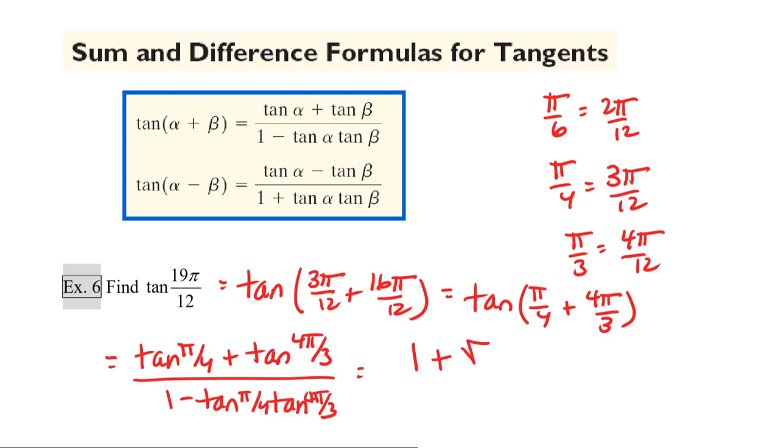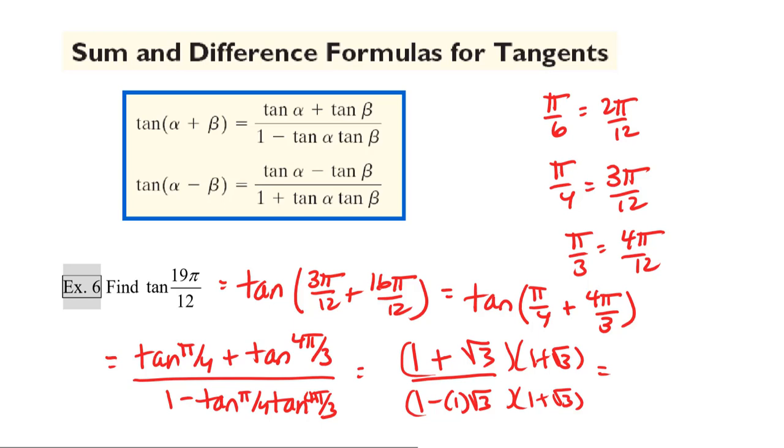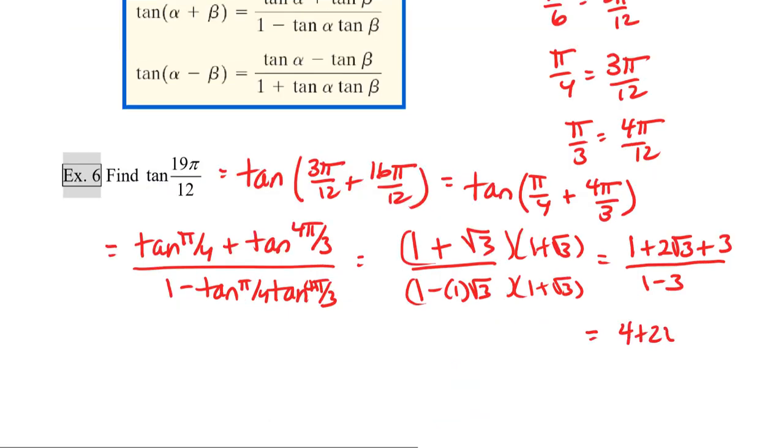So this would be equal to 1 plus the square root of 3 over 1 minus 1 times the square root of 3. So I need to rationalize that denominator by multiplying it by its conjugate, which is 1 plus the square root of 3 over 1 plus the square root of 3. If I distribute the numerator, I get 1 plus 2 root 3 plus 3, and the denominator, because they're conjugates, becomes 1 minus 3. The numerator becomes 4 plus 2 times the square root of 3, and the denominator is negative 2. If I divide both terms by negative 2, I get negative 2 minus the square root of 3.